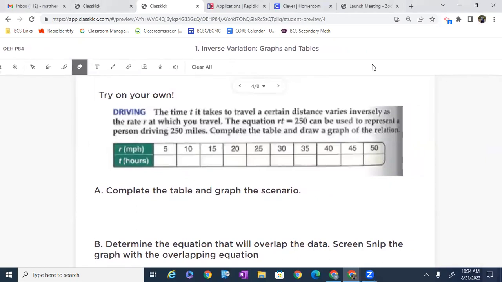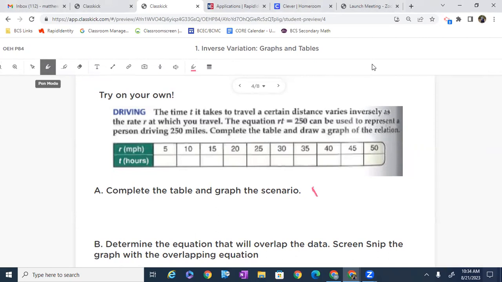It says the time t it takes to travel a certain distance varies inversely as the rate r at which you travel. The equation r times t equals 250 can be used to represent a person driving 250 miles. Complete the table and draw a graph of the relation. All right, so let's take a peek at what we have here.